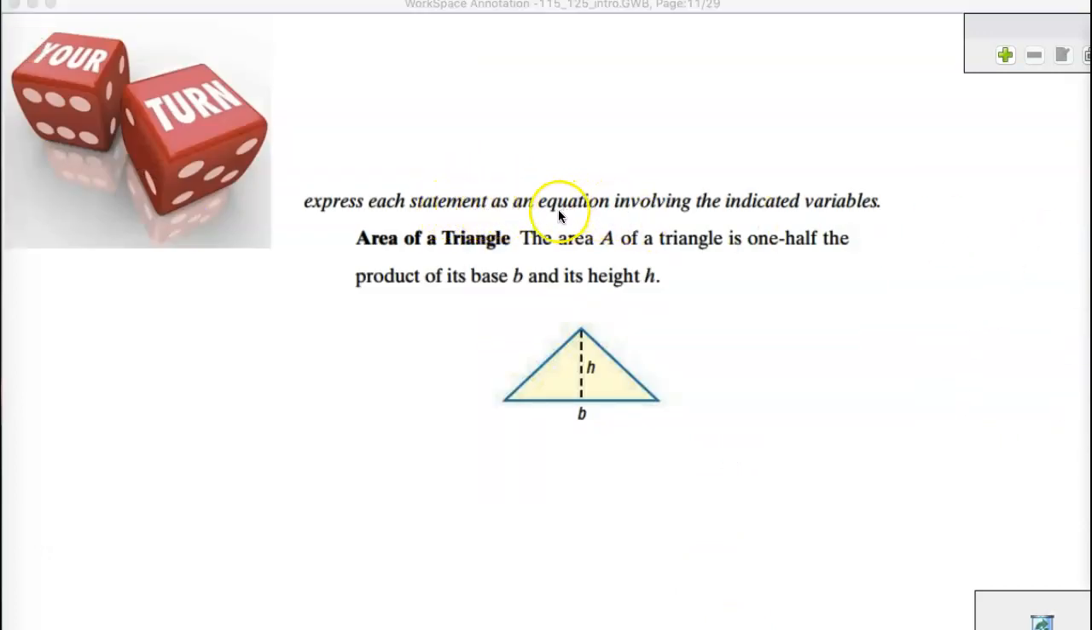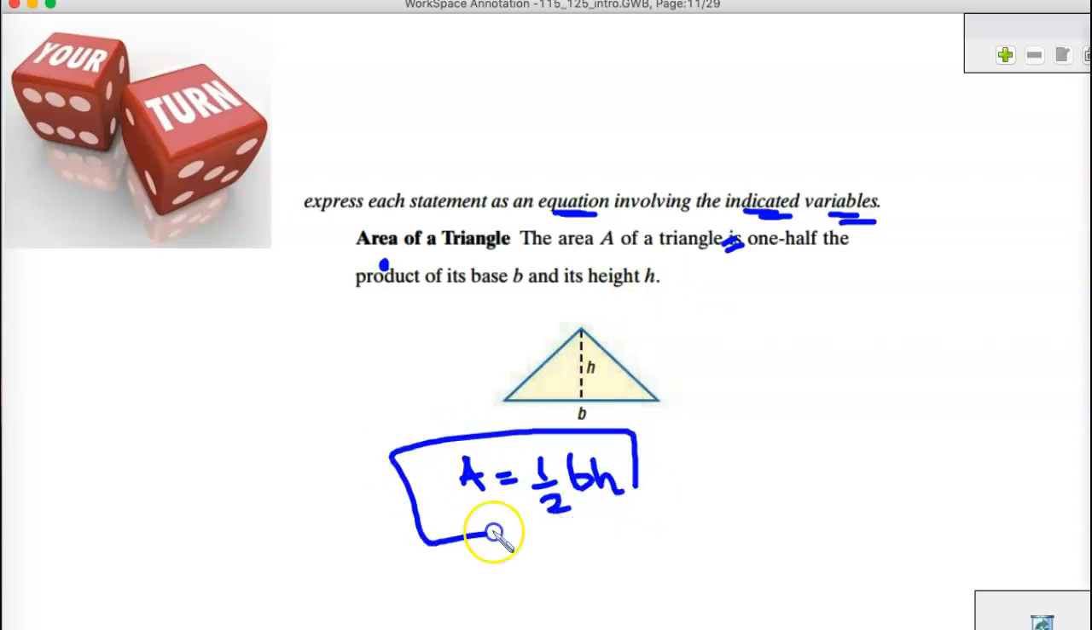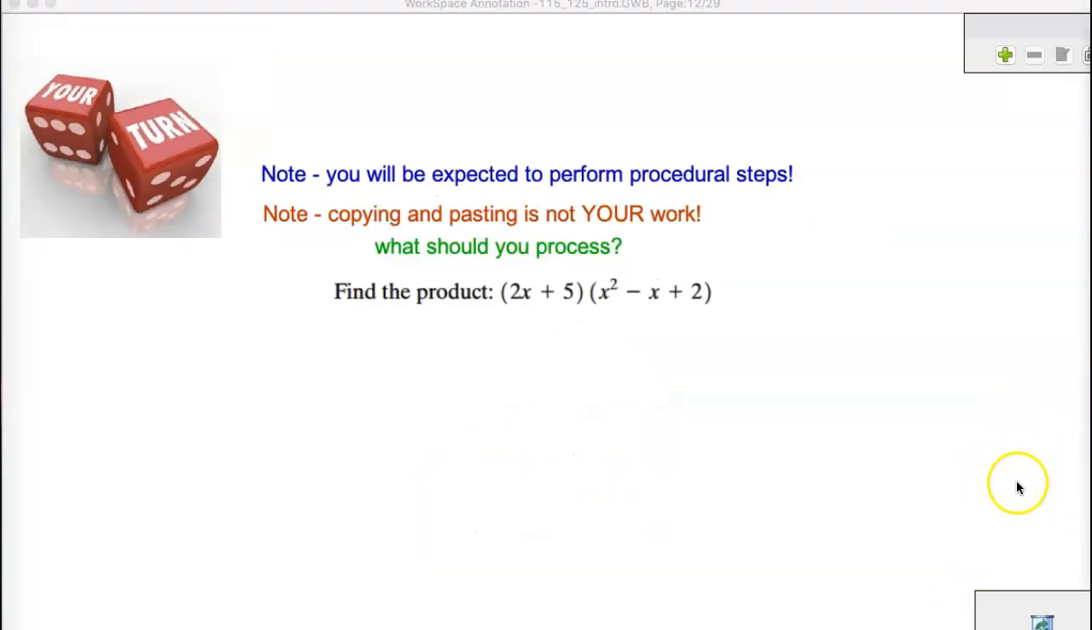Express the statement as an equation involving the indicated variables. Again, prereq stuff. The area of a triangle is 1/2 the product, that is multiplying, of its base and its height. So these are quick. We need to know that the area is 1/2 base times height. Done.